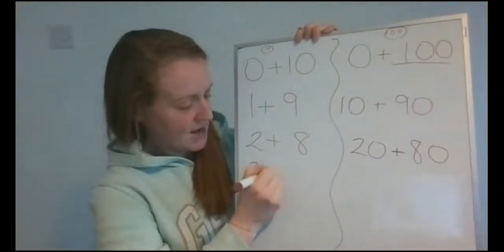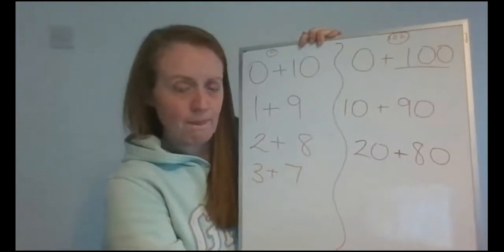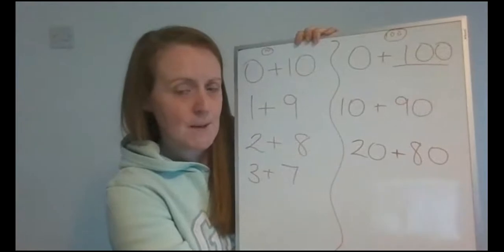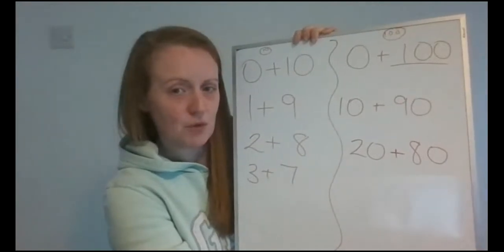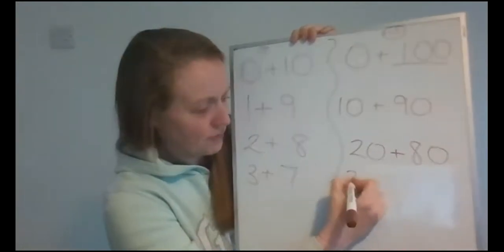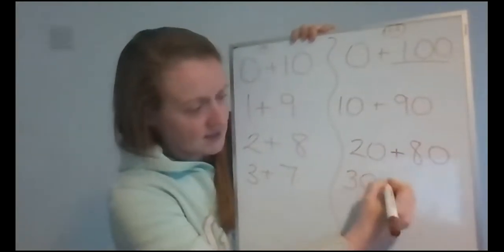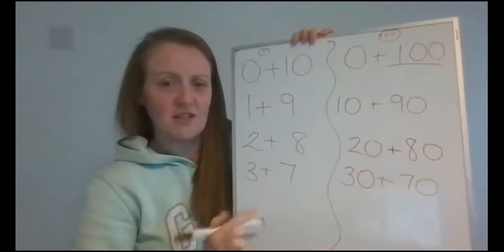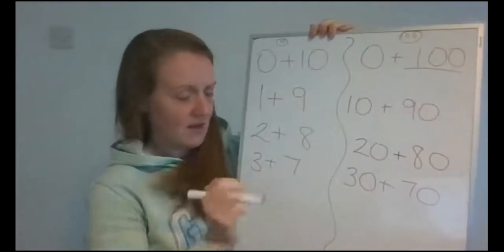So now we've got 3 and 7. See if you can have a go at telling me what the sum will be to make number bonds to 100. Yeah, well done. 3 times 10 is 30. 7 times 10 is 70. So we've got 30 and 70. There's a really good pattern here. You can see it very clearly.